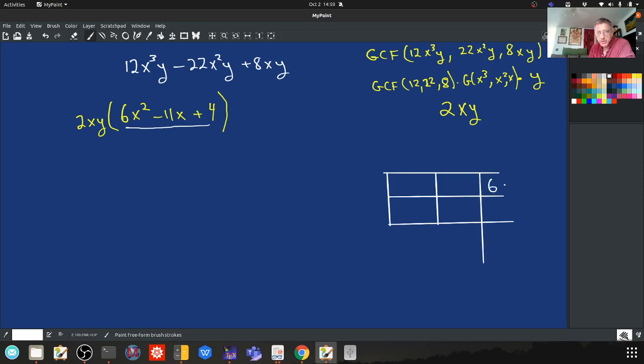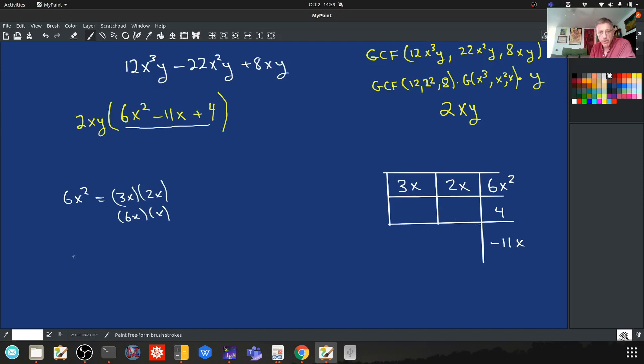So 6x squared, constant term, middle term. For at least the top row, all we have to worry about is positive. That could be 3x times 2x, or 6x times x. And it doesn't really matter the order you put, because whatever order you do, you can change their effect by switching the order in the second row.